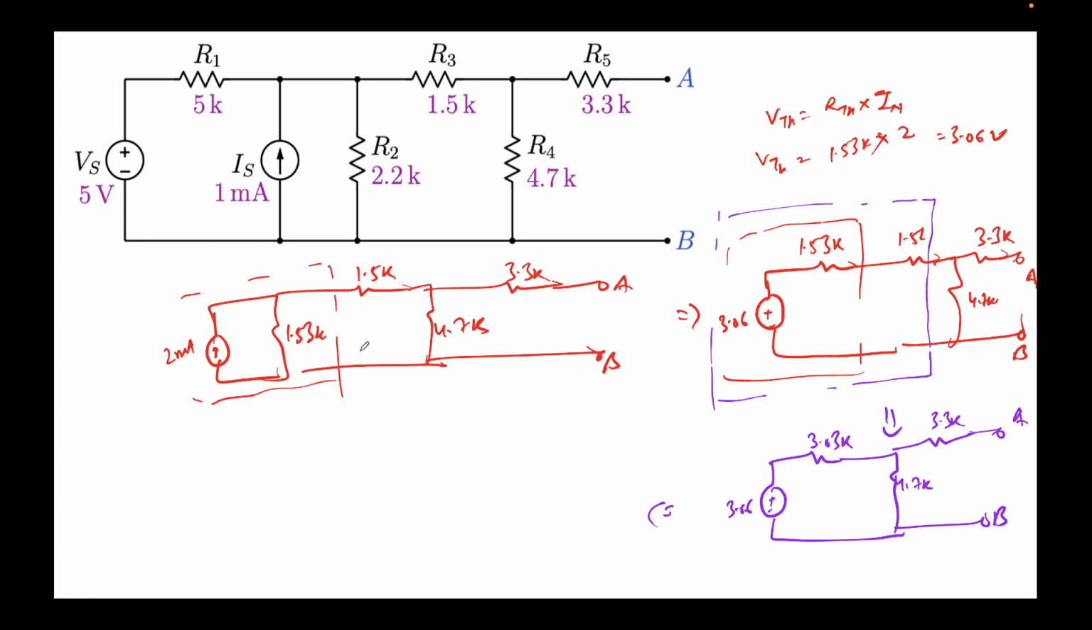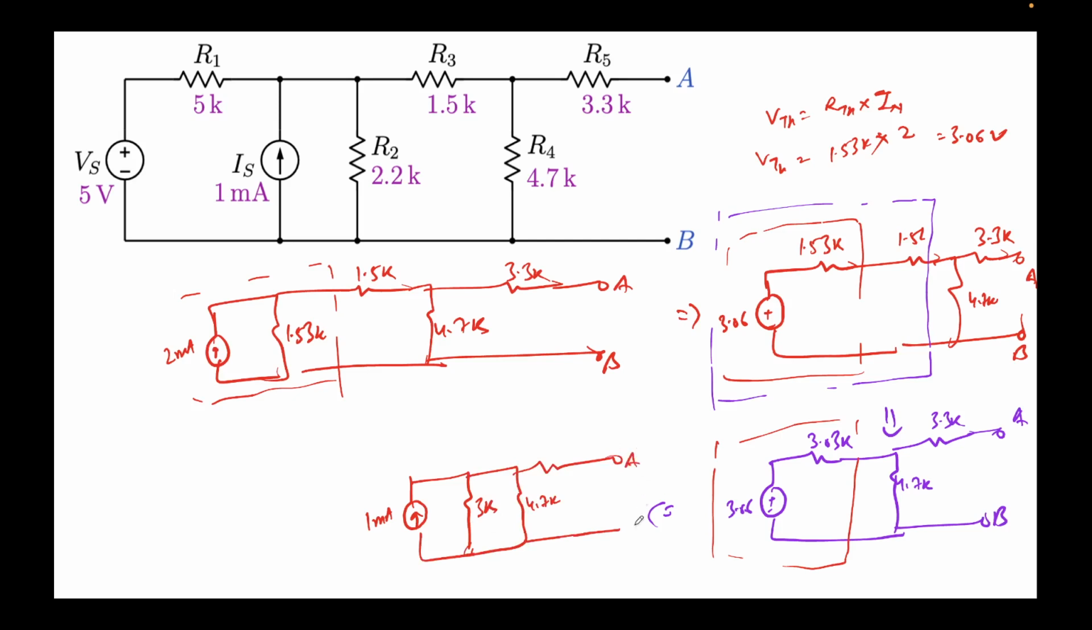Okay. So now moving forward, again I'll convert this part into Norton equivalent. For the sake of simplicity, assume them to be 3 and 3 because the calculation might get a bit tricky. So 3 by 3 will come out to be 1 milliamps, and this will be 3K, and this will be 4.7K, and this will be A and B, and this is 3.3K.